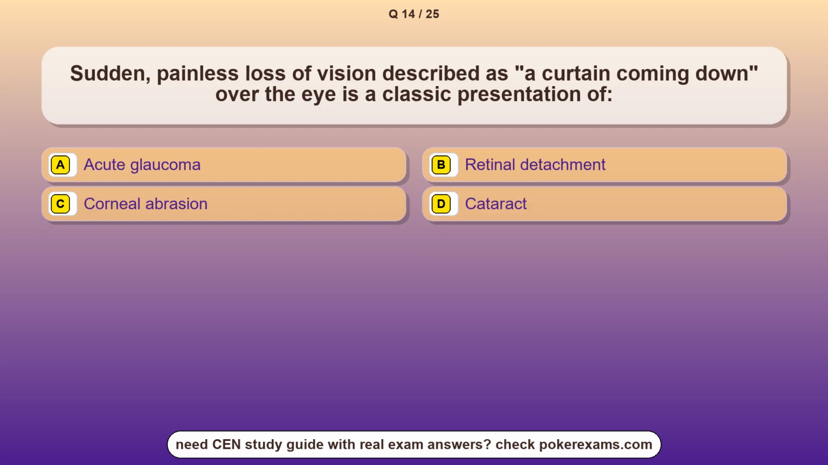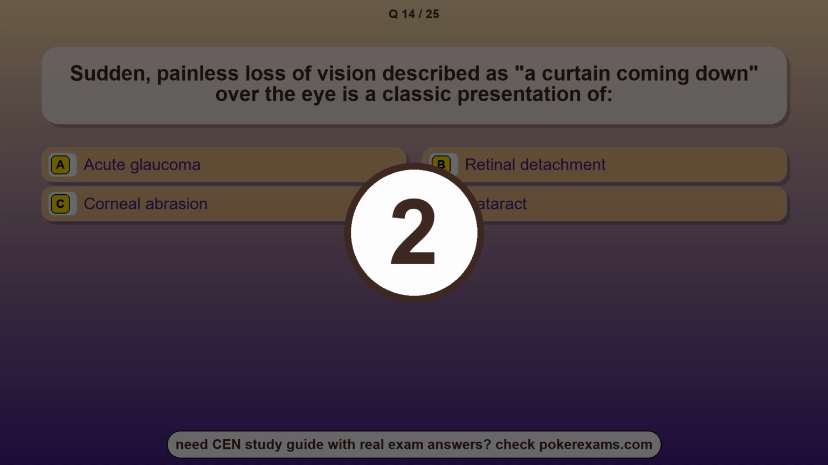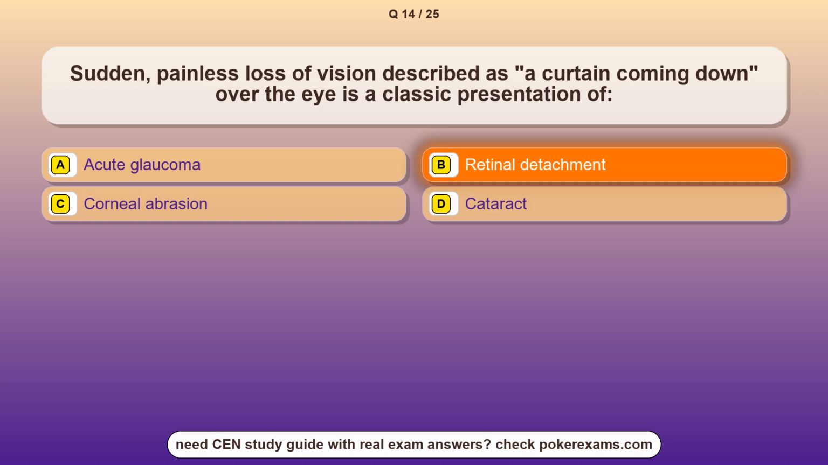Question 14. Sudden, painless loss of vision described as a curtain coming down over the eye is a classic presentation of option A, acute glaucoma. Option B, retinal detachment. Option C, corneal abrasion. Option D, cataract. The correct answer is option B, retinal detachment.